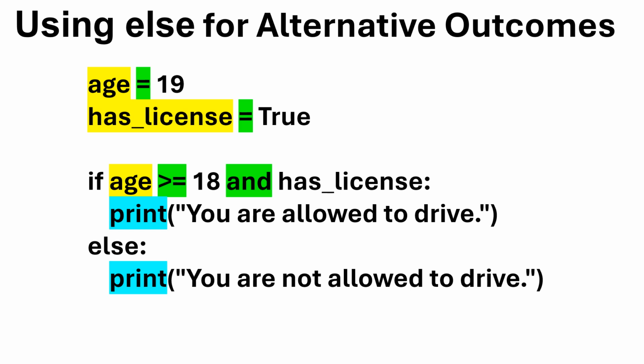However, if either of these conditions fails, meaning the person is either underage or does not have a license, the program will display, "You are not allowed to drive." This approach ensures that only qualified individuals can operate vehicles. The AND operator is crucial here because it requires both conditions to be true for the overall statement to be true. This logic is widely used in government transport systems to regulate driving eligibility, ensuring road safety by permitting only those who meet legal driving requirements.